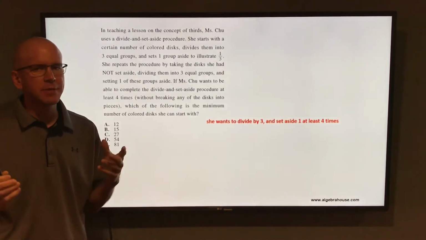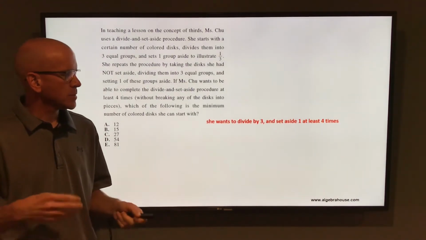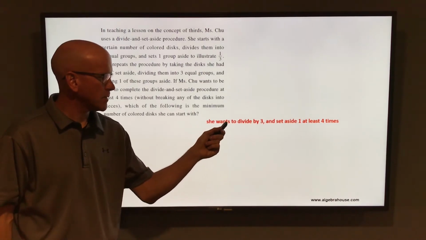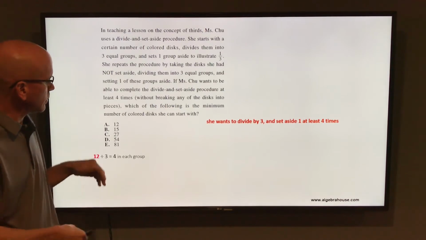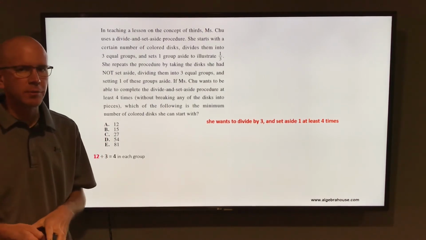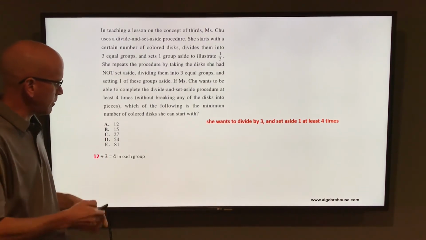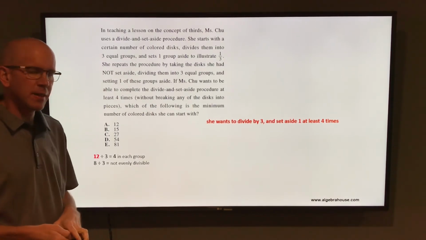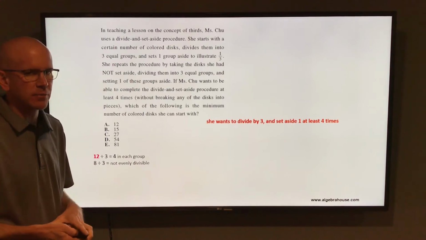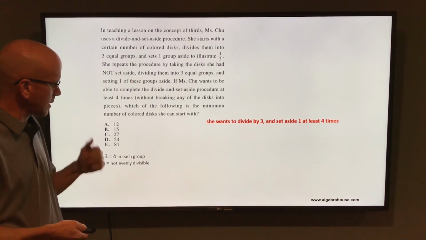So she wants to do this divide and set aside procedure. She wants to do this 4 times. So she wants to divide by 3, set one group aside at least 4 times. I would go through and eliminate the answers, starting with the first one, 12. If you divide 12 by 3, it's 4, so you're setting 4 aside. Now you're dividing 8 by 3, but that's not going to happen because 8 is not divisible by 3. So answer A is out of the picture.